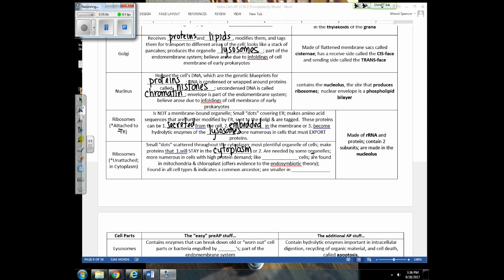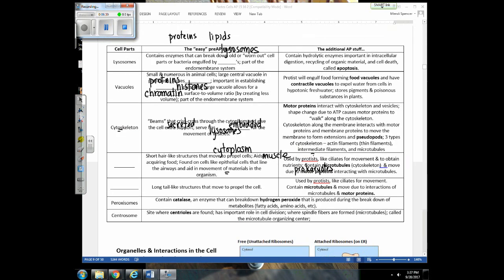We're going to find many more ribosomes in cells that have to make a lot of proteins, like those muscle cells. And if you remember, ribosomes are found in all cell types. So this is something that's common to all cells, and it indicates the common ancestor of all living things. Do remember, though, that the ribosomes are smaller in prokaryotes. Eukaryotic cells are going to have larger ribosomes than in bacteria cells. Moving into the next page here.